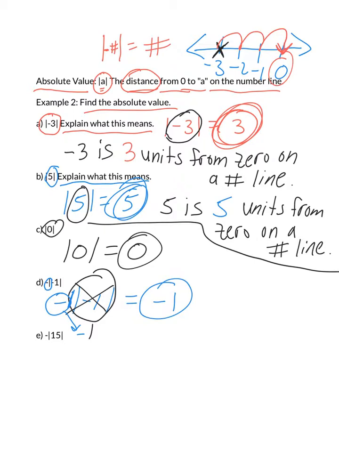Same idea for E, negative absolute value of 15. We do the absolute value of 15 first, which is just 15 again, but because you have the negative in front of the bars, you end up with -15 as the final answer. So you get a negative final answer when the negative sign is outside, in front of the absolute value bars.